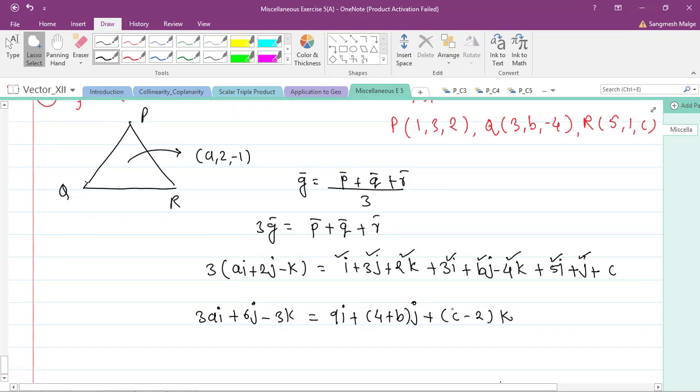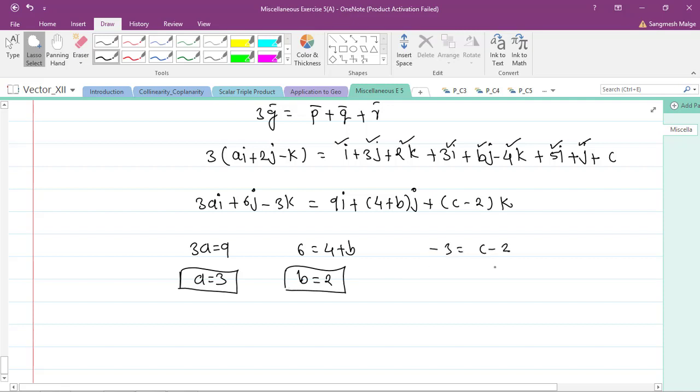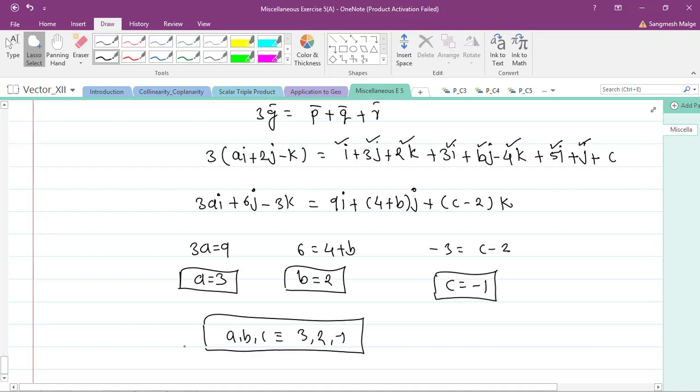So the vectors are the same, so we can easily equate their i, j, k coefficients. Here we have 3a equal to 9, which implies a is 3. Next, for the j coefficient, 6 is equal to 4 plus b, so b is equal to 2. Very good. And minus 3 is equal to c minus 2, so c is equal to minus 1. So these are the values of a, b and c. I hope this is okay. So a, b, c are nothing but 3, 2, -1. This is the answer for question number 10.